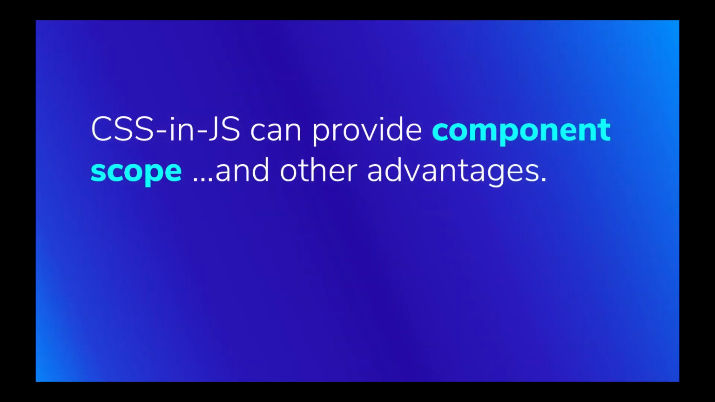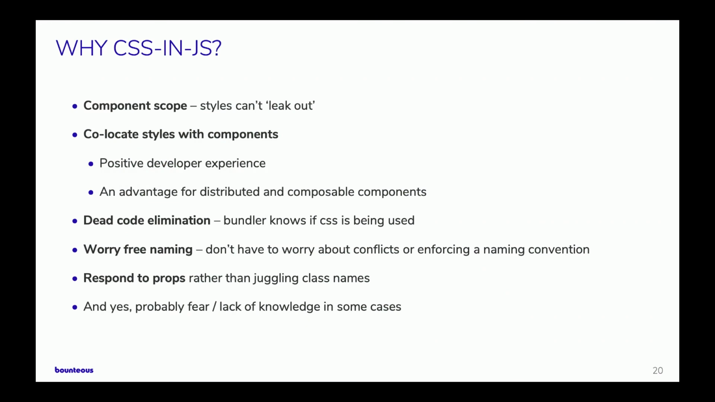So CSS in JavaScript can provide component scope and some other potential advantages. So, some reasons why people might use CSS in JavaScript. We've already mentioned a couple times the concept of component scope. So that's the idea that for a particular component, the styles apply just to that and don't leak out elsewhere and don't influence other components.